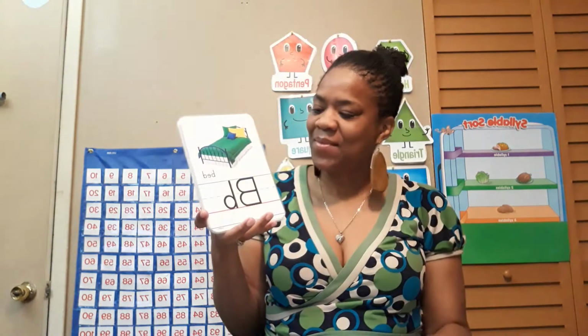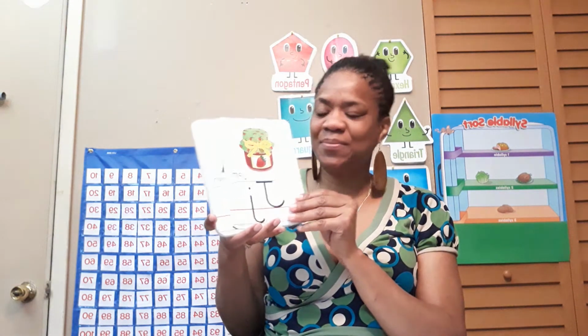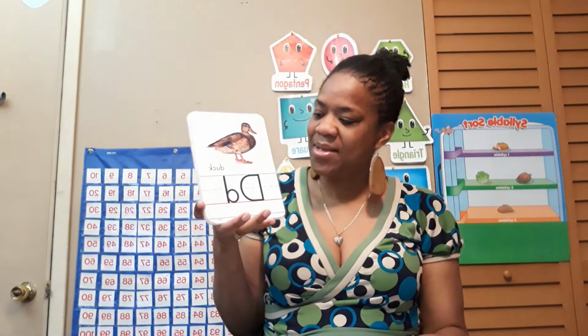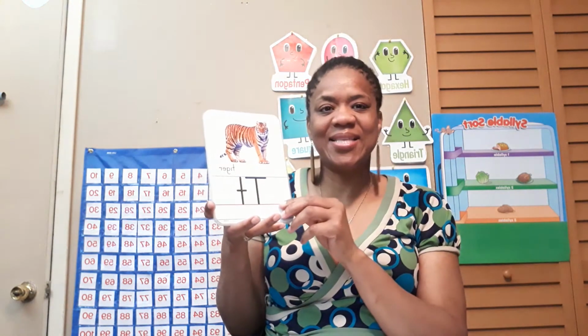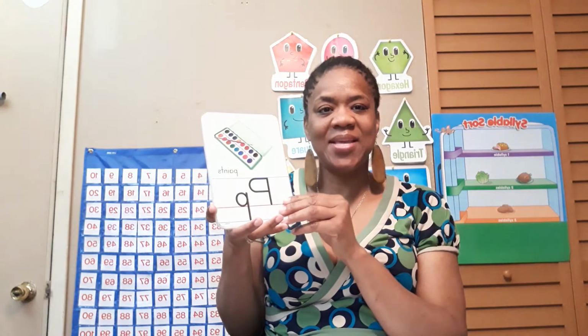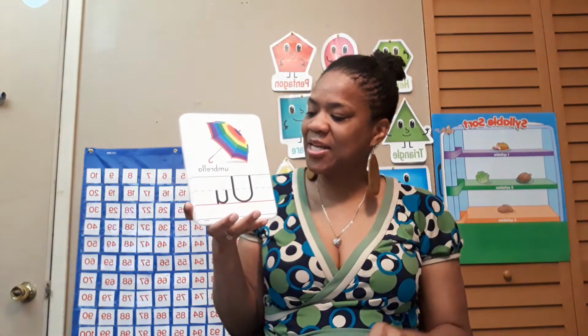The letter is V, the sound is V. The letter is B, the sound is B. The letter is J, the sound is J. The letter is Q, the sound is Q. The letter is D, the sound is D. The letter is T, the sound is T. The letter is F, the sound is F. The letter is P, the sound is P. The letter is U, the sound is U. The letter is H, the sound is H.